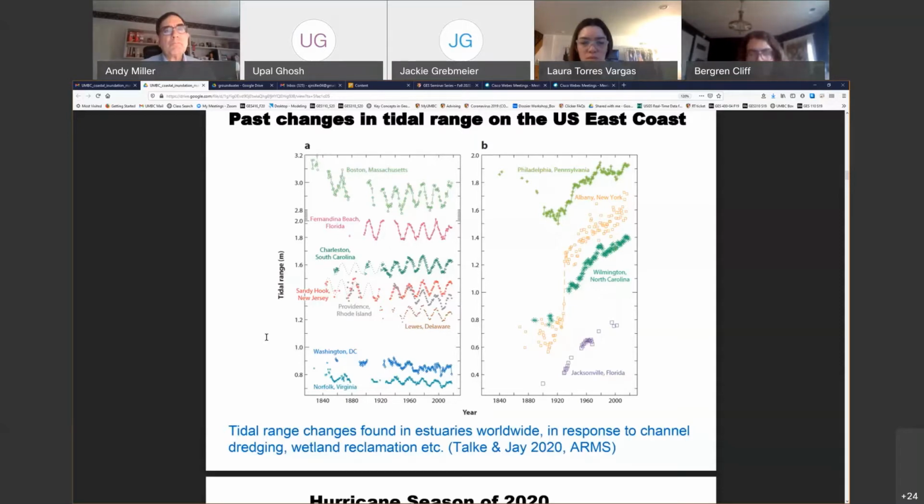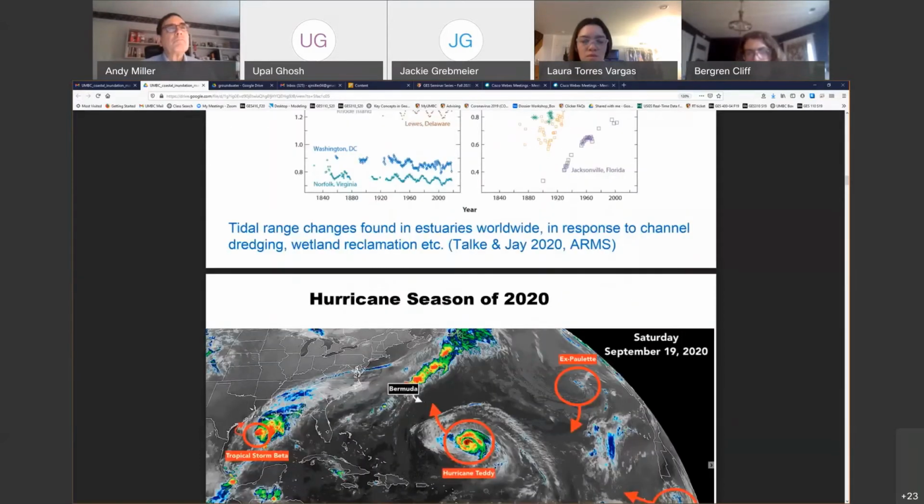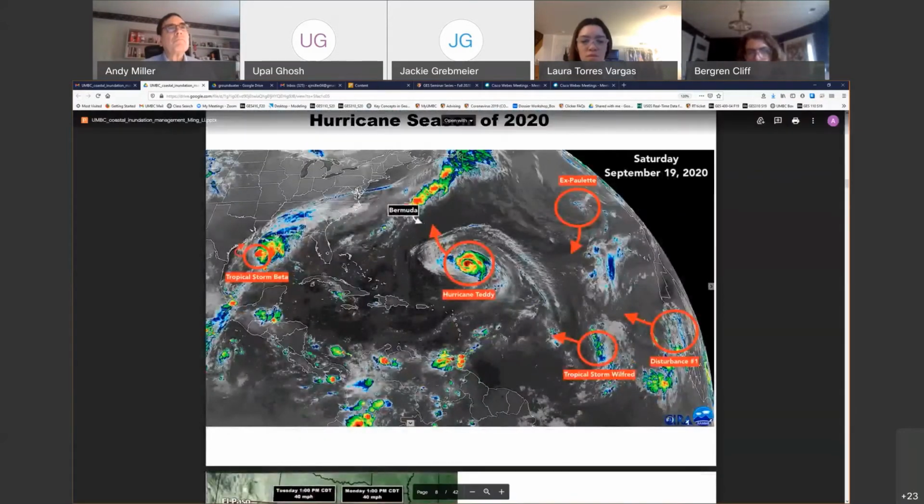of the 19th century. So this tells us that if you want to look at high tide flooding in the future climate, not only do we have to look at the increase in the mean sea level, but also consider how the tidal range changes over time. Next slide, please.